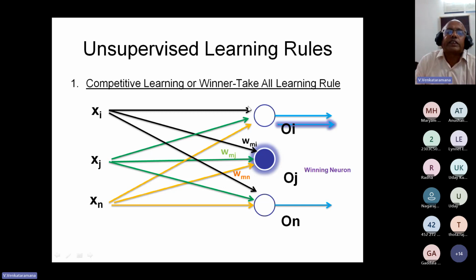Once again, the word winner take all has come from the game, from sports. Who will win, he will take majority, he will take everything. In this one, unsupervised learning, suppose you take a single layer network, these my inputs are xi, xj, xn, my outputs are oi, oj, on. Here we should not use any activation function. I will explain.